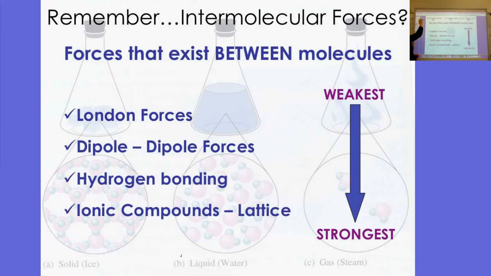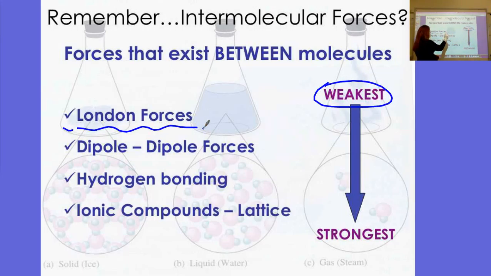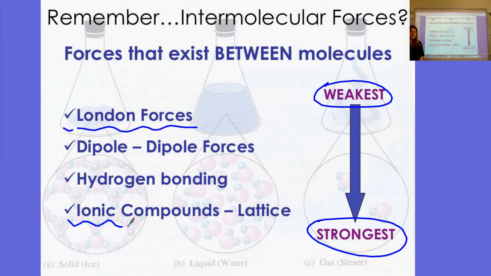Well, we have to go back to the intermolecular forces, the forces that exist between the molecules. We studied this several units ago. There are weak intermolecular forces, such as the London forces, and there are strong intermolecular forces between ionic compounds. The stronger the force, the more likely it is going to be a solid. The weaker the force, the more likely it is going to be a gas. And then liquids fall around the middle.